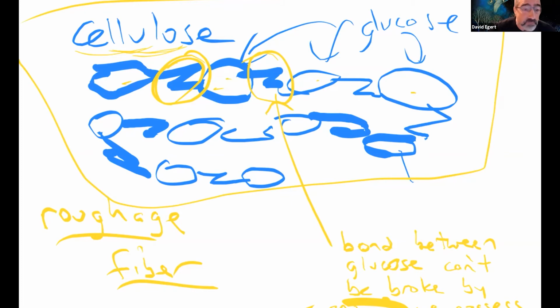So, right, but for humans, you basically are not going to get much out of eating grass. So, all right, any questions about cellulose? Okie dokie. All right, so that is carbohydrates.